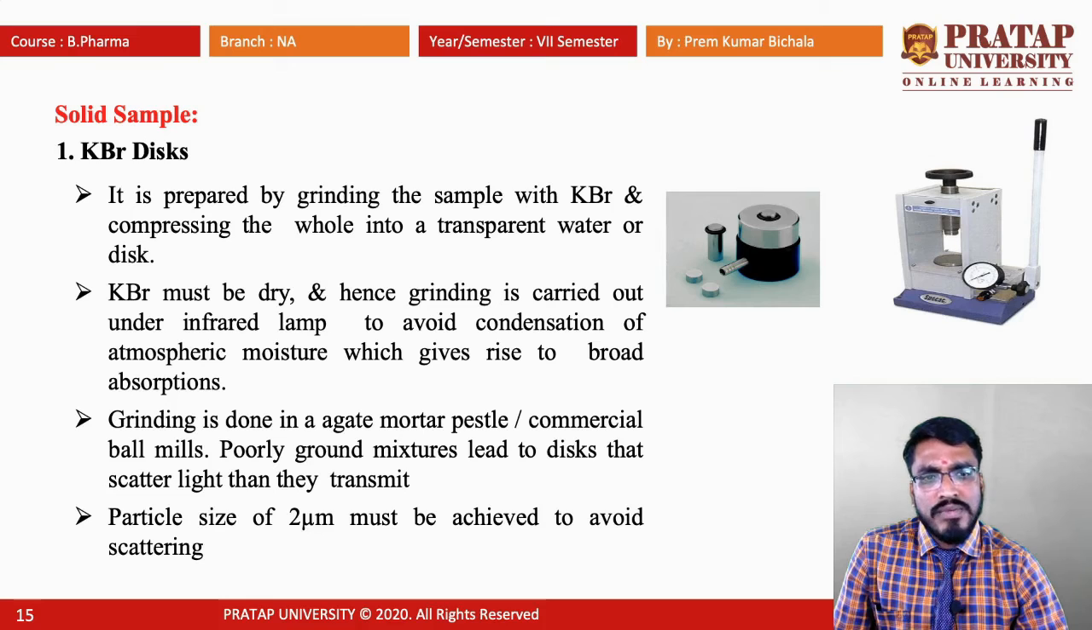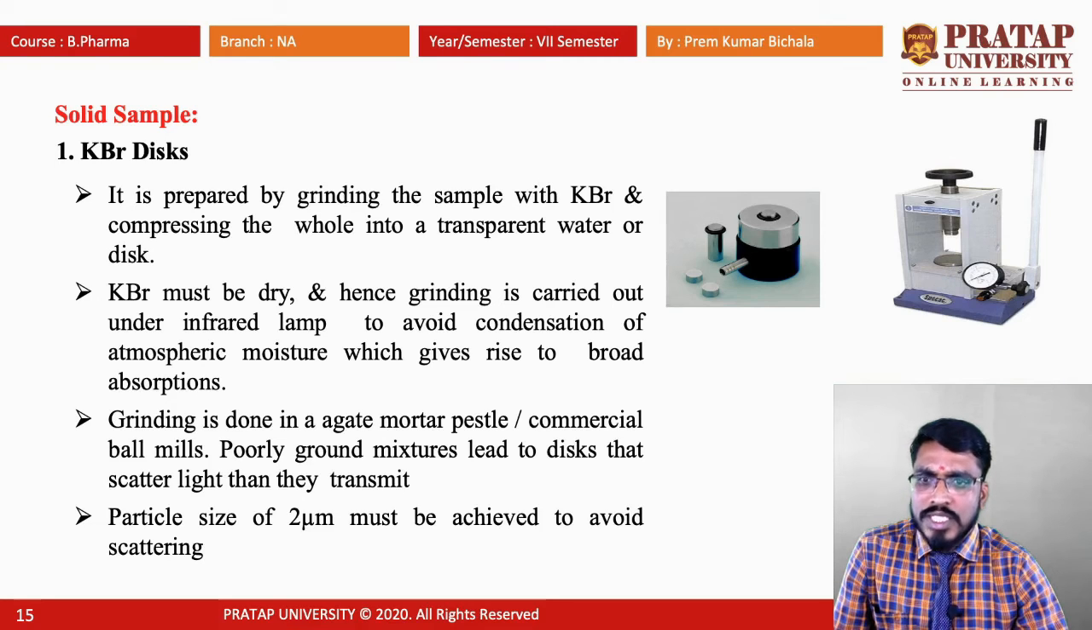The first diagram shows the die in which the KBr disc should be prepared. The second one is the hydraulic press. By using the hydraulic press, we press this die, connected with the pressure gauge, and finally we get the thin sample disc of KBr.